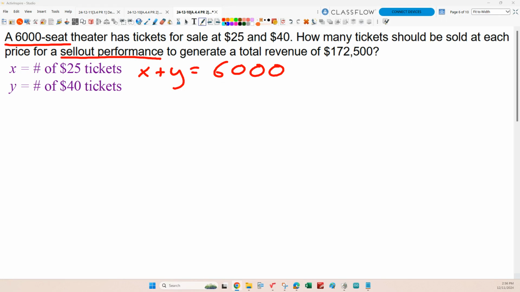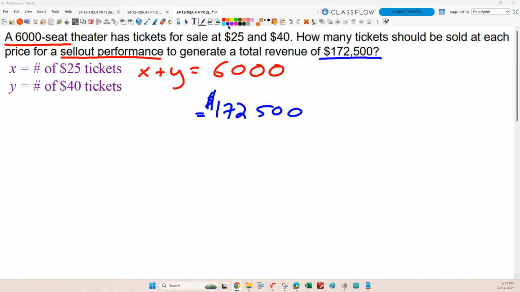Well, the other one probably has to do with the total amount of money we made, the revenue, right? Okay, so this is going to be one where we're equal to $172,500. All right. So now what kind of units do we have on the right side? Dollars. Okay, so then we need dollars on the left side too, because we have to be comparing the same kinds of things on both sides of an equation. So how are we going to get dollars? It must be the dollars that we're bringing in.